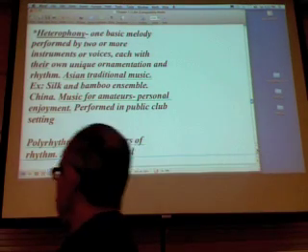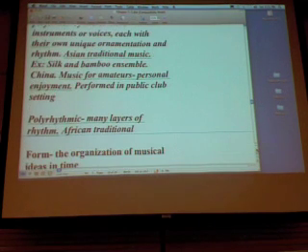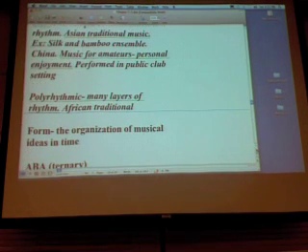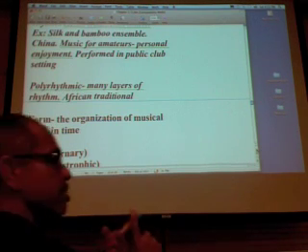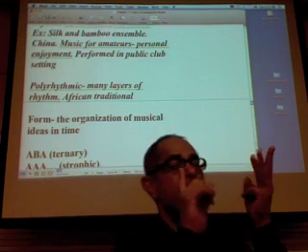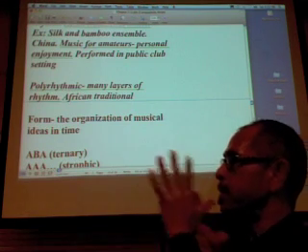Last but not least, one other texture. Instead of many melodies, with polyrhythmic music, we're talking about many layers of rhythm. And the most common example, or the example that probably comes to your mind, is African traditional music, like West African drumming that you're probably familiar with. Okay, so those are 5 different textures. Again, monophony, polyphony, homophony, heterophony, and polyrhythmic texture.